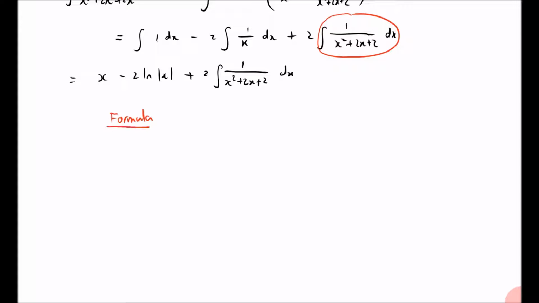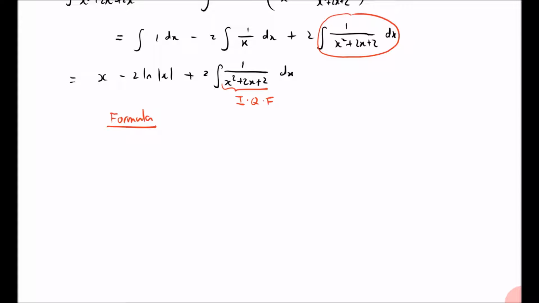You have to use this formula when you see a question with an irreducible quadratic factor, IQF. Why? It cannot be factorized. Okay, so this cannot be factorized, so you definitely have to use completing the square.